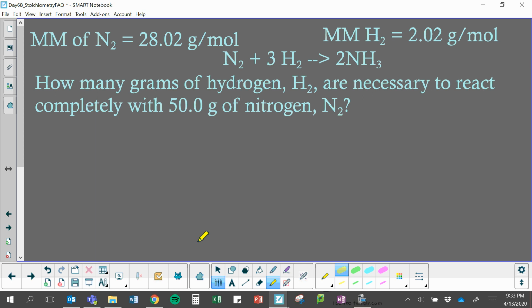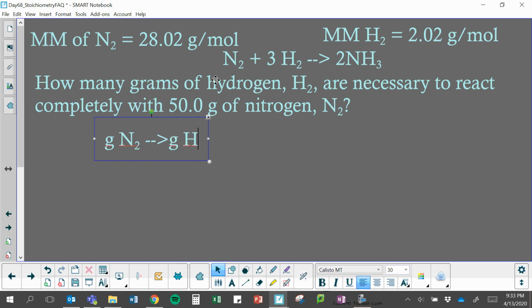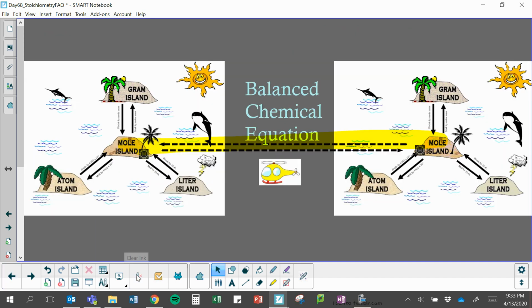So here's a problem that we've looked at before, and it's saying how many grams of hydrogen are necessary to react completely with 50.0 grams of nitrogen. So here we're starting with 50 grams of nitrogen, and we're eventually wanting to get to grams of hydrogen. If we go back and look at our graphic organizer here, we're starting with grams of nitrogen, and we're wanting grams of hydrogen. So we're changing to something different.